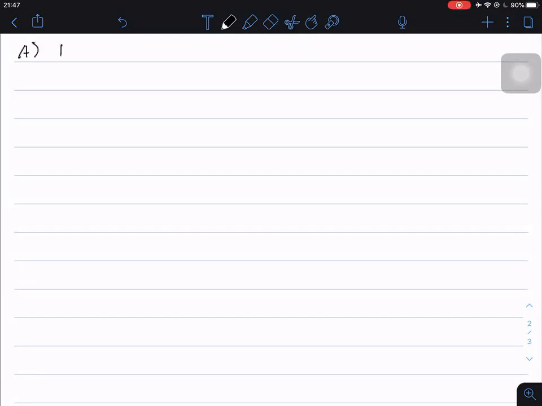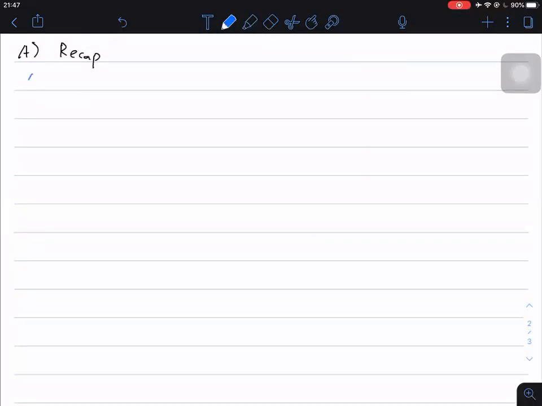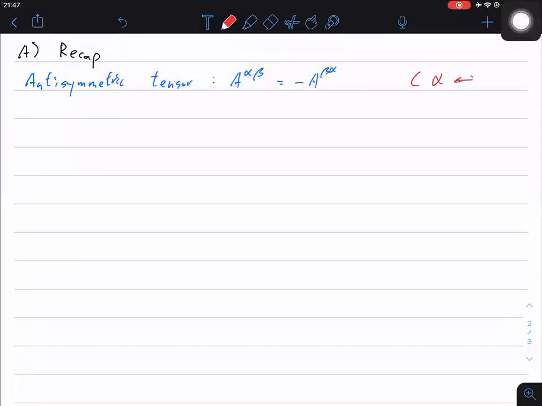If you remember, during the lecture we have already introduced what an antisymmetric tensor is. For an antisymmetric tensor, for example A alpha beta, if you swap the indices alpha beta, then there will be an extra minus sign in front. So if you swap 2 indices, then you have a minus sign.